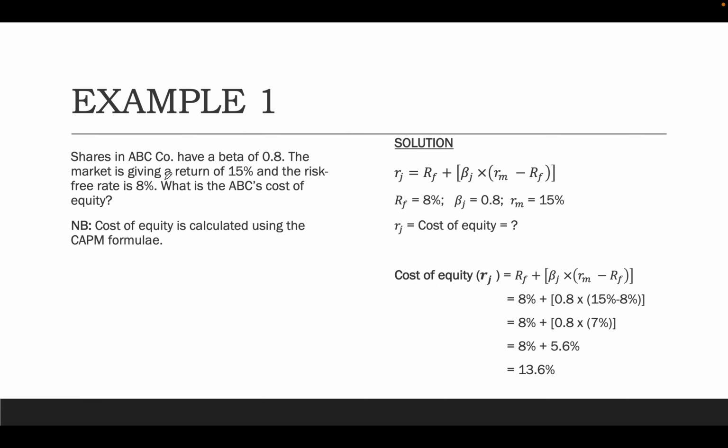Okay, for example, shares in ABC company have a beta of 0.8. So this is the beta of asset ABC, which we consider as BJ, 0.8. The market is giving a return of 15%, so this is RM, 15%. And the risk-free rate is 8%, so RF is 8%.